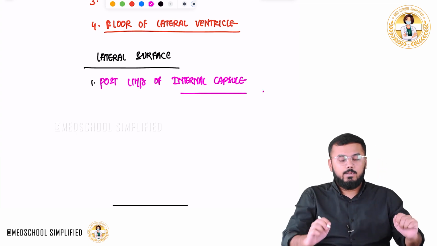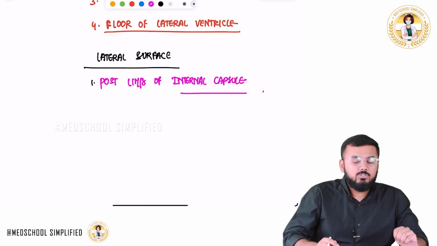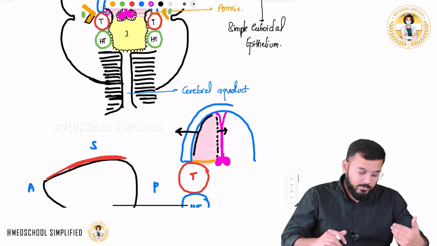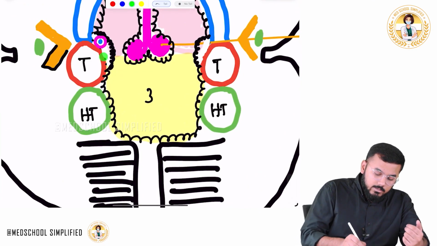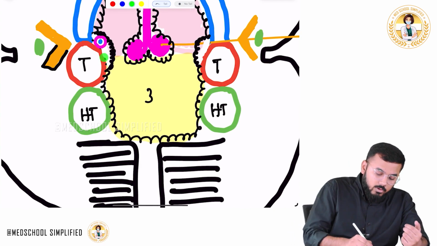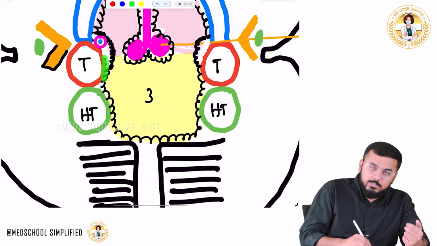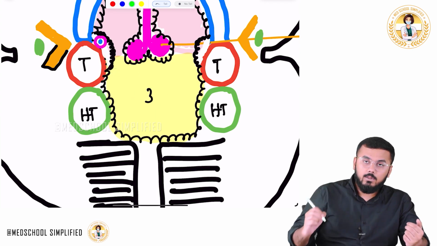Posterior limb of your internal capsule. Okay, right. Next important thing, let us see what are the structures that are present to the medial surface. Now, by this picture itself, it will be very clear for you which is the medial surface. See, this particular structure is a medial surface. Now, this particular structure, the medial surface, is facing what? It is facing your third ventricle.